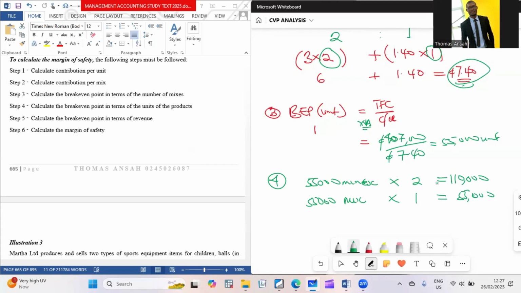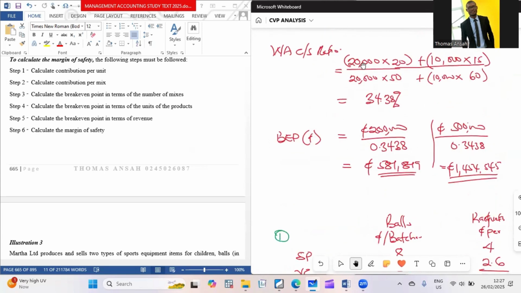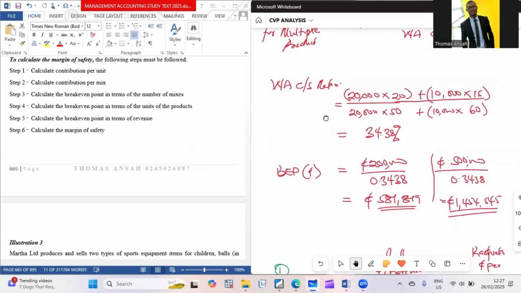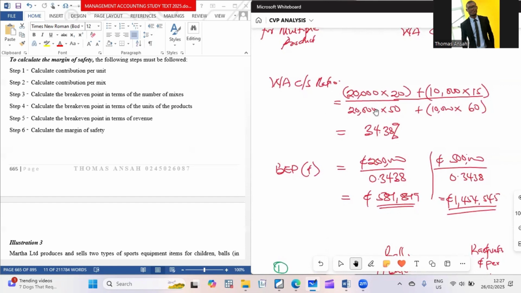So these are the mixes that are available. Now to calculate the break-even in revenue, do you remember the break-even in revenue, which will be my step 5? What we did here: you take the units, you multiply it by, what do we call it? The contribution sales ratio. So you multiply it by the contribution that you have, and the sales too is the same value multiplied by the sales. Okay, so basically that is that.